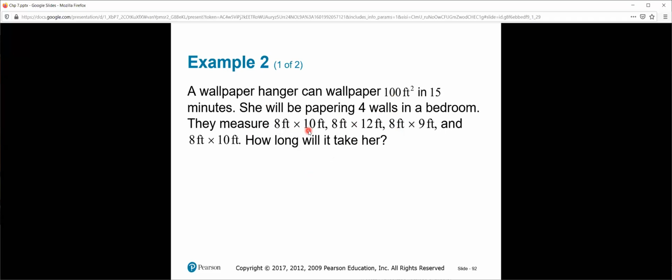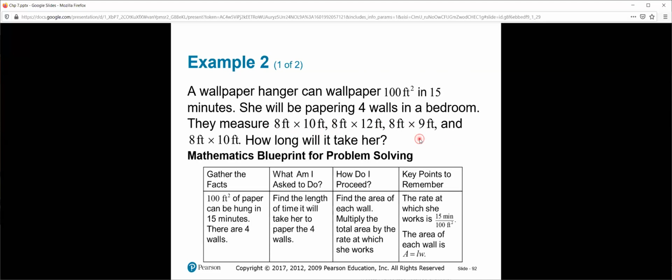Then she needs to wallpaper, actually, no, it'd be area. Sorry, we're doing area conversion here, right? Because it's multiplication. Hey, I caught myself, right? She's going to wallpaper these walls. I was thinking these are rooms. That's why I was making my mistake. She wallpapers these walls in this rectangle room. How long will it take her?